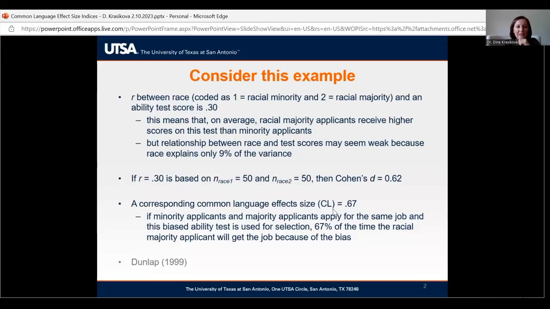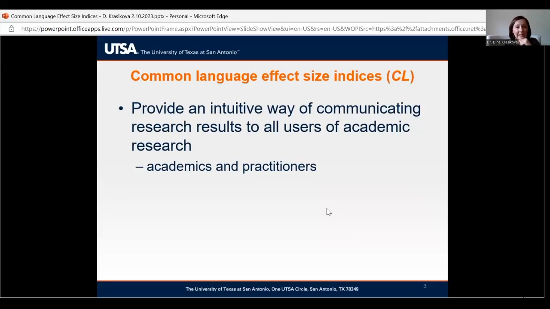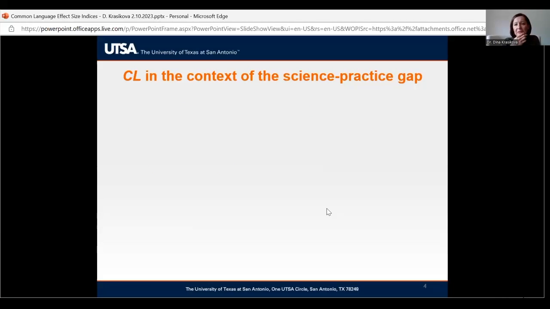I will use the abbreviation CL to refer to the common language effect size indices throughout the lecture. Common language effect size indices provide an intuitive way of communicating research results to all users of academic research. And that's not only practitioners, it also includes academics. It includes other users of our research, journalists and reporters who write about research. It can be our students, organizational decision makers, members of the general public who are interested in our research results. So CL indices are helpful in terms of communicating and interpreting our findings in practical terms.